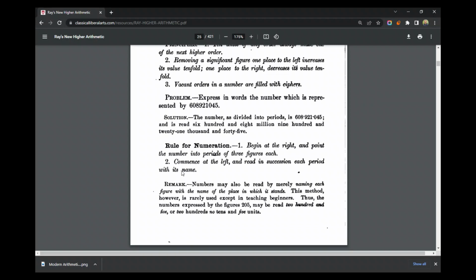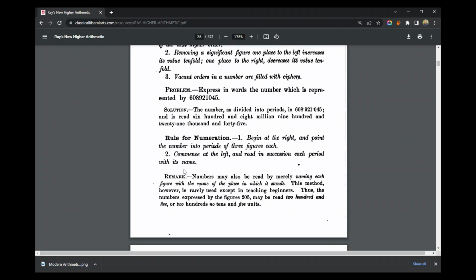We then have a rule for numeration, and remember, numeration is the method of reading numbers. A rule for numeration, or a rule for reading numbers. Step 1, begin at the right. Begin at the units place. Begin at the right and point or mark the number into periods of 3 figures each. So starting on the right, count 3 orders and place a mark to show the period. That's step number 1. And continue that to the left all the way through the number.